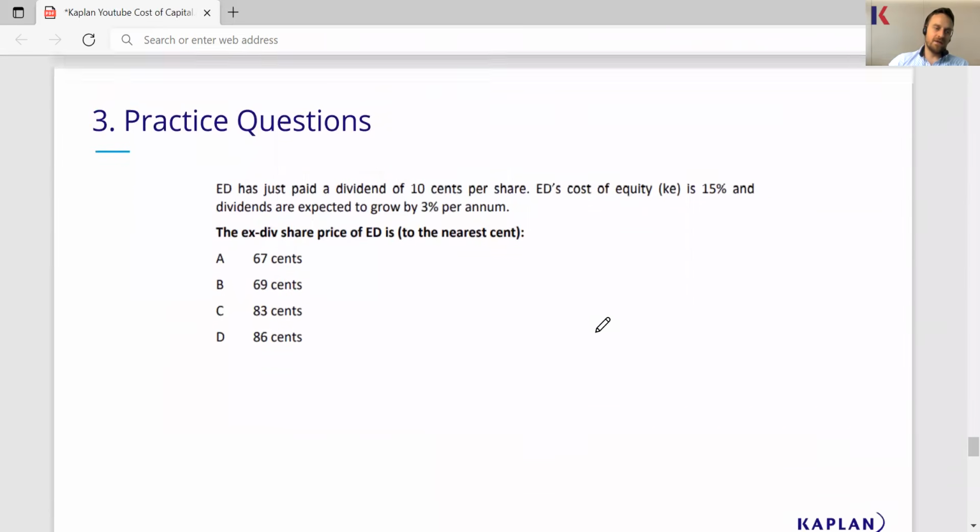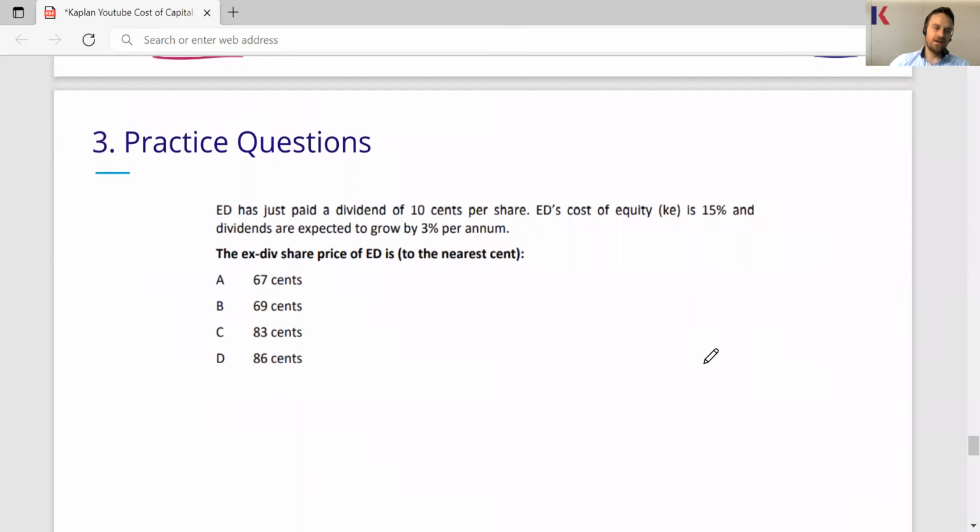ED has just paid a dividend of 10 cents per share. Their cost of equity is 15% and dividends are going to grow at 3%. What is the ex-div price of ED? So again, similar stuff in that's D naught and they just paid it. So we're all good. KE is 15%. And then we've got growth is 3%. And what they want us to do now is to work out the share price. So again, similar setup in that you've got 3 of the 4 variables that you need. It's then just a case of figuring out which formula we need to use.